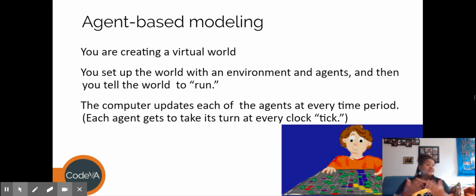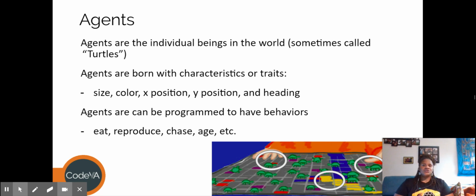Within that world, there's going to be an environment and there's going to be agents. Those agents and the environment are going to interact. The agents are turtles. They can be different sizes, different colors, and take on different positions within the environment. The reason they can do that is because, remember, this is helping us to solve real world problems.